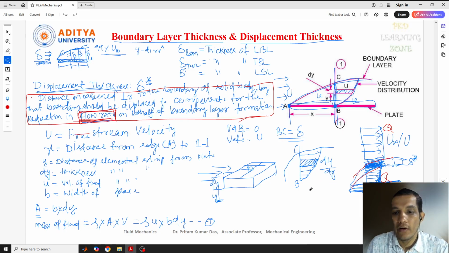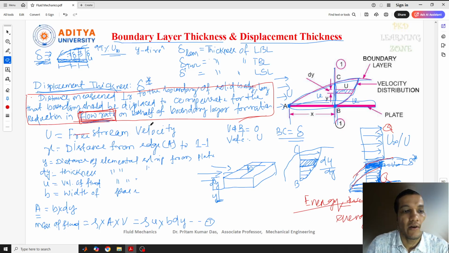Similarly, if I discuss the energy thickness, then instead of flow rate, I need to consider the kinetic energy. Similarly, for momentum thickness, I need to consider the momentum. Only the word momentum or energy needs to change in this; all remaining terms will be the same. I hope you understand this theory part.